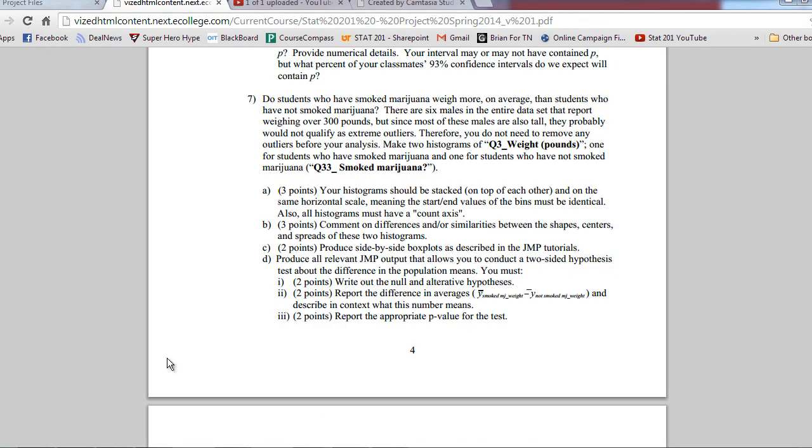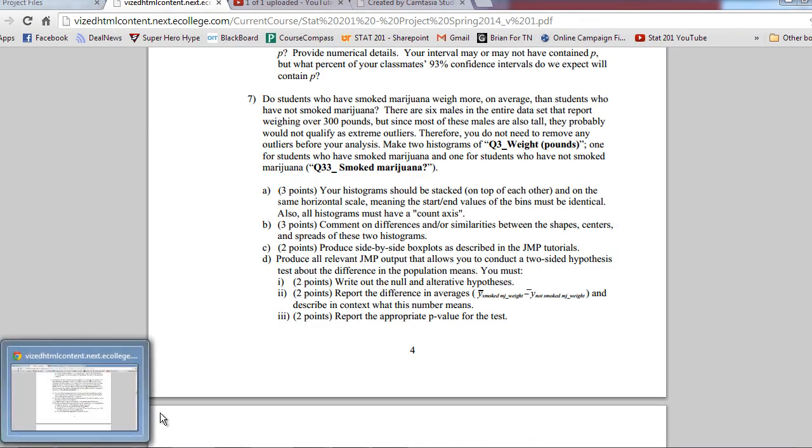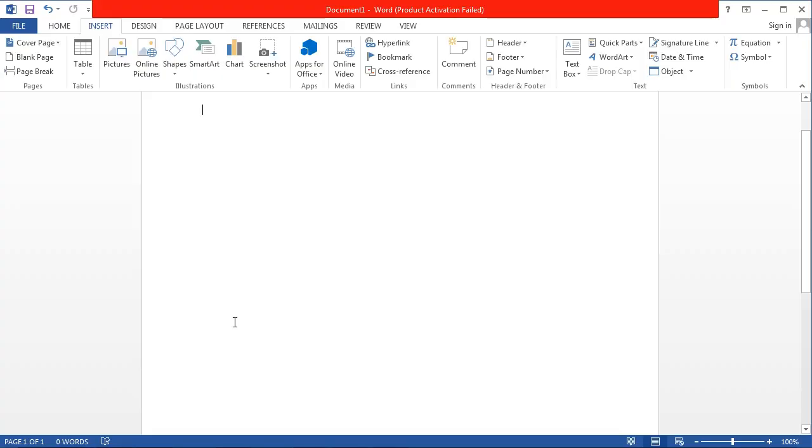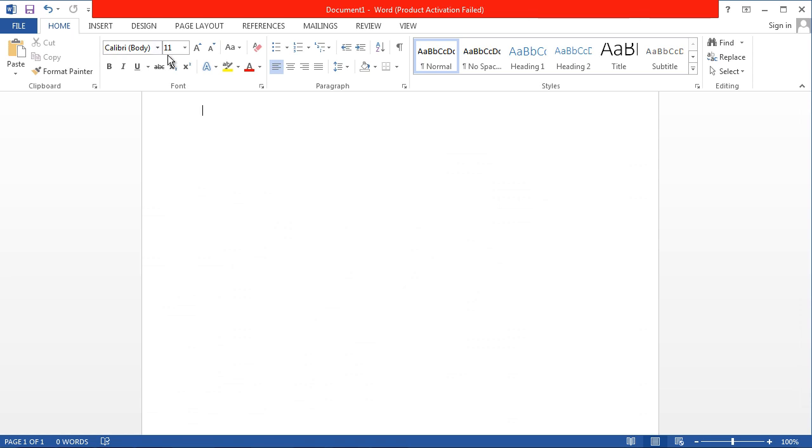So let's go back to the question right here. Write out the null and alternative. Well, what are we testing here? We have two groups, and we're testing quantitative data. So we're looking at the means between the two groups. So going into Word, we can do some nice and fancy stuff here. I'm going to increase my font really big.